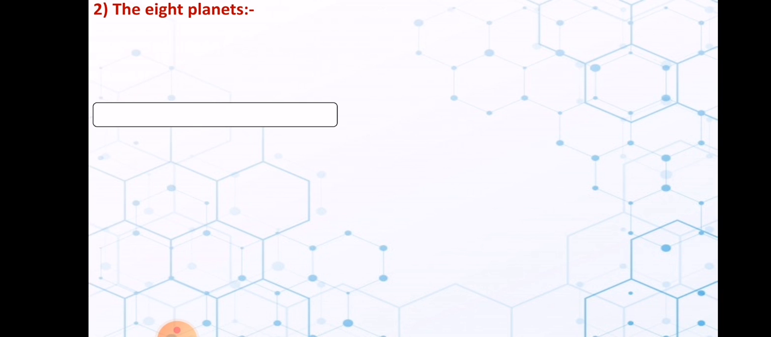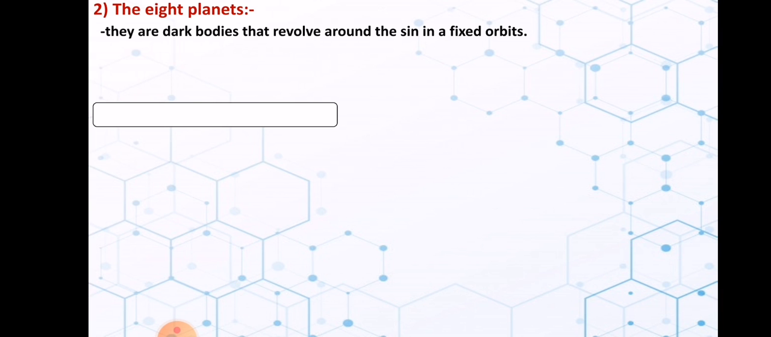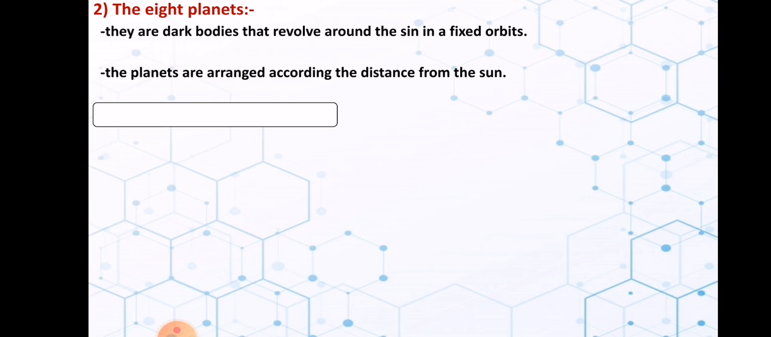First, we have to know the meaning of planet. Planets are dark bodies that revolve around the sun in a fixed orbit or path. We have to know that the planets are arranged according to their distance from the sun, from the nearest to the farthest. The nearest planet to the sun is Mercury.